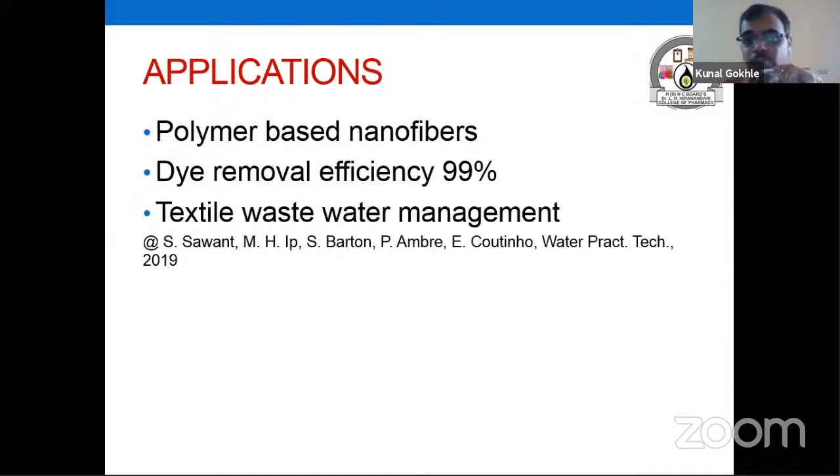Again here, a modified polymeric material is used for the purification of textile wastewater. Now, textile wastewater contains lots of dyes which contaminate our rivers, our sea, our ocean. And therefore, it is of high concern. We should have some kind of filtering aid which is very good at taking care of these dyes that are thrown from the textile industry. So scientists have made polymer-based nanofibers, where the dye removal efficiency was found to be 99%. So it was found to be very effective in textile wastewater management. If you are interested, you can read this paper. I have quoted the reference here.